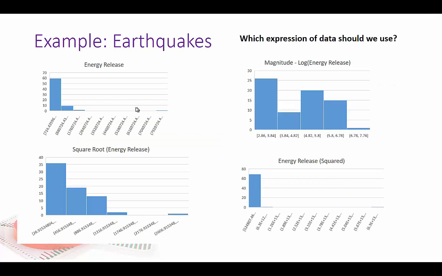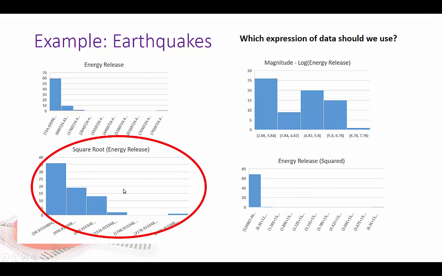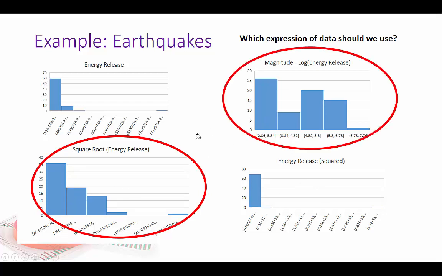So in this example, I have the energy release of earthquakes. So this is the actual energy release. And here I took the log of the energy release. Here I took the square root. And here I squared the energy release. In this instance, it became much worse. So I actually don't want this one on the bottom right. This one is actually pretty useful here, and so is this one. So you're not limited to using only one function or the other. You can look at it multiple ways.